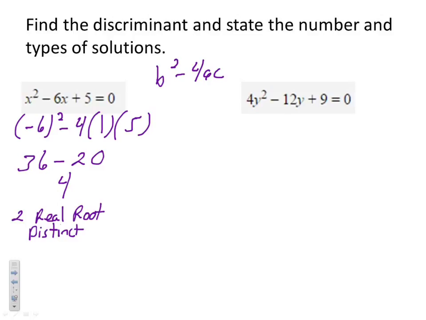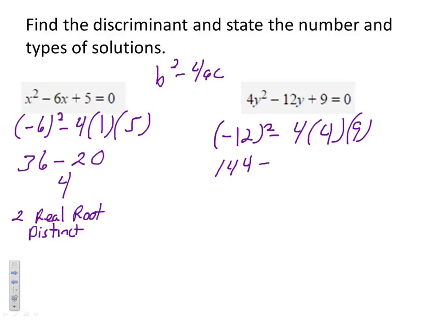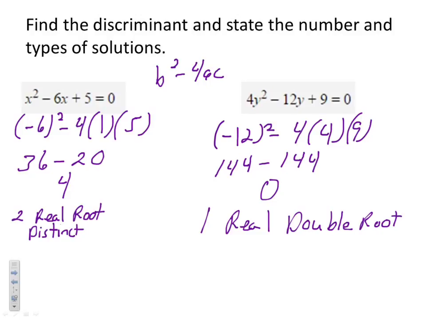I want you guys to pause this and take a stab at the next one really quick. Why don't you try it? All right, so we have negative 12 squared minus 4 times 4 times 9. Let's not let the arithmetic get in the way. 12 times 12 is 144 minus 16 times 9, which is 144. So our answer is 0. Since I have 0 under the radical, that's the discriminant. That's the part that's under the radical. That means I have one real double root. Okay, that's a root that's repeated twice, right?